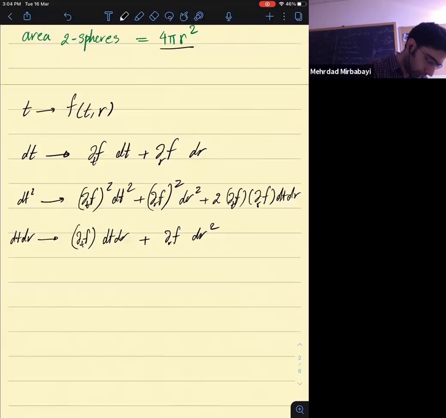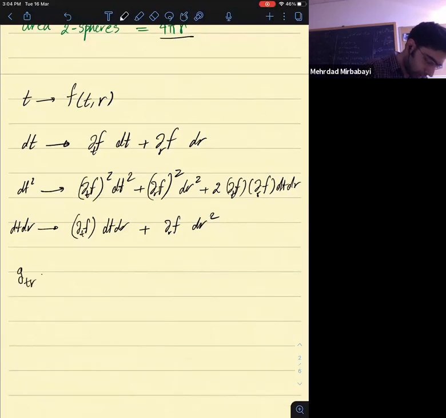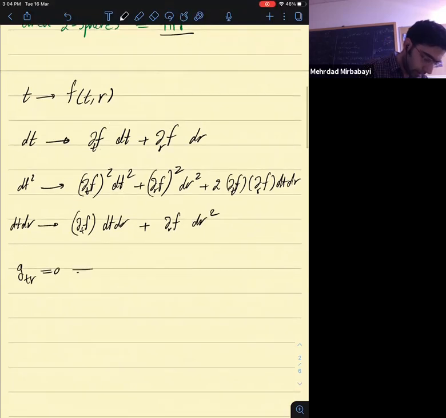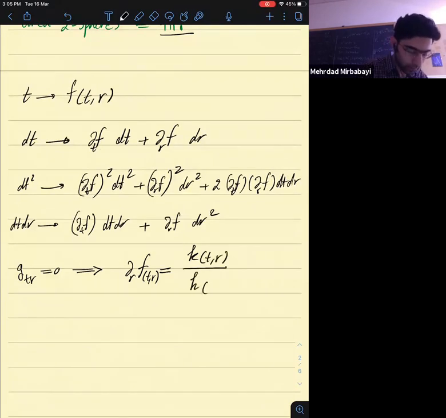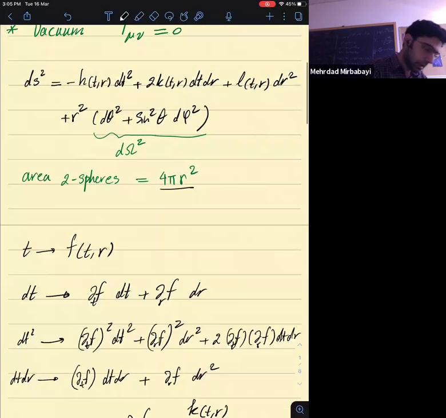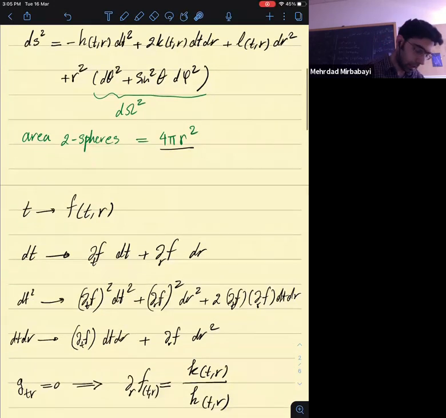So that requirement that g_tr is equal to 0 after this coordinate transformation tells me that dr of f has to be equal to k, and now let's restore these variables. Dr of f of t and r has to be equal to k of t and r divided by h of t and r. So remember k and h were two of these unknown functions that we had here. Now I'm saying by a good choice of time variable, we can eliminate this TR part of the metric.